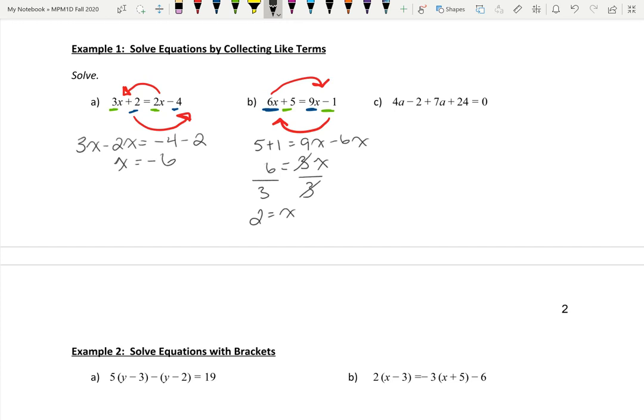Okay, and then finally, 4a minus 2 plus 7a plus 24 is all equal to 0. Okay, so before I start moving things over to the other side, I'm going to collect and simplify like terms. 4a plus 7a minus 2 plus 24. Okay, so I just reordered so that my like terms are next to each other, and then I can simplify. 11a plus 22 is equal to 0. Okay, now I can start isolating my variable.